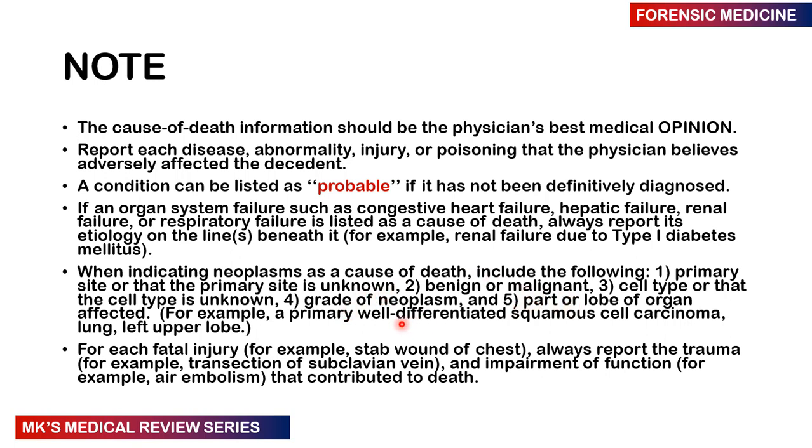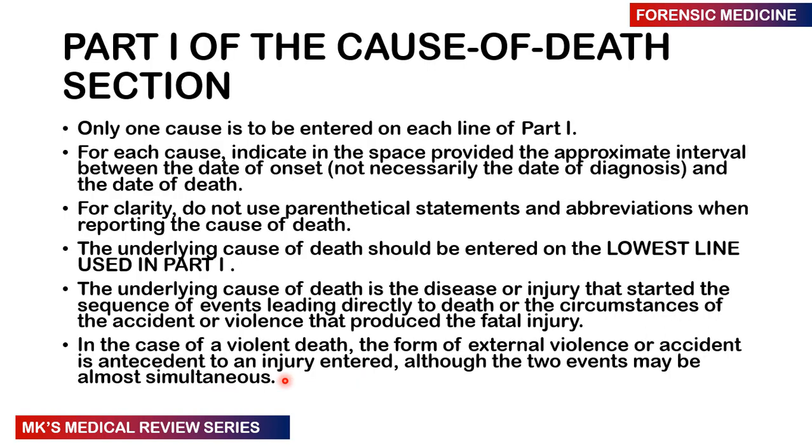For example, here's an example. We have a primary well-differentiated squamous cell carcinoma of the lung, left upper lobe. This is a very good statement. So for any other person that comes in with fatal injuries, for example, a stab wound to the chest, always report the trauma. For example, there is transection of the subclavian vein, and you must always report also the impairment of the function. For example, there is air embolism that may have contributed to the death. So let's go into part 1.